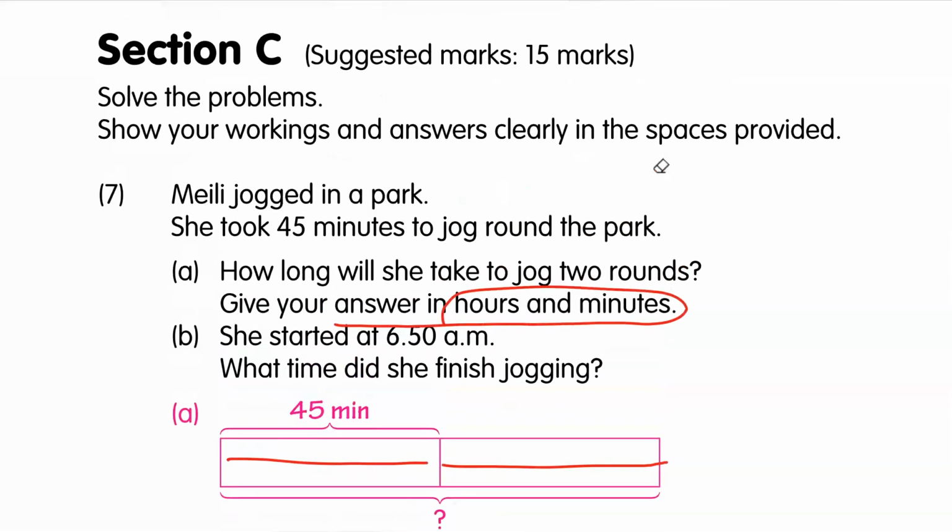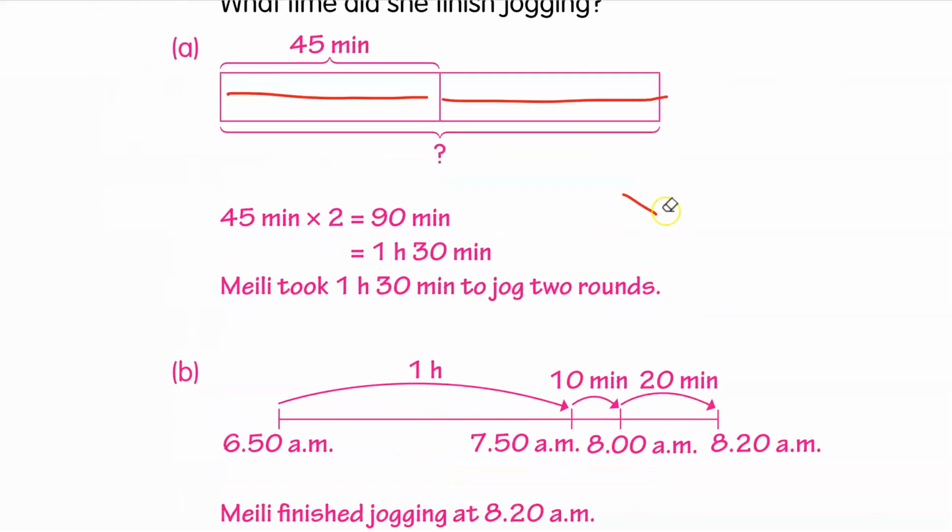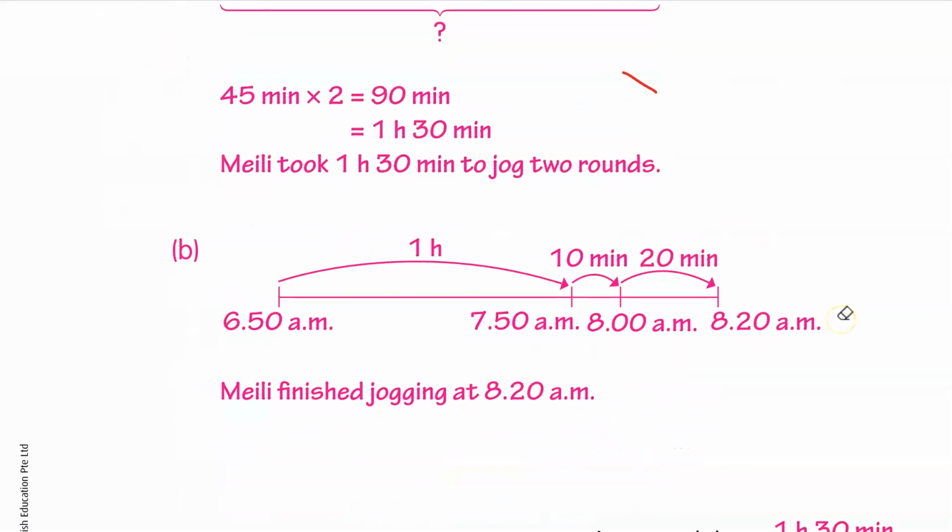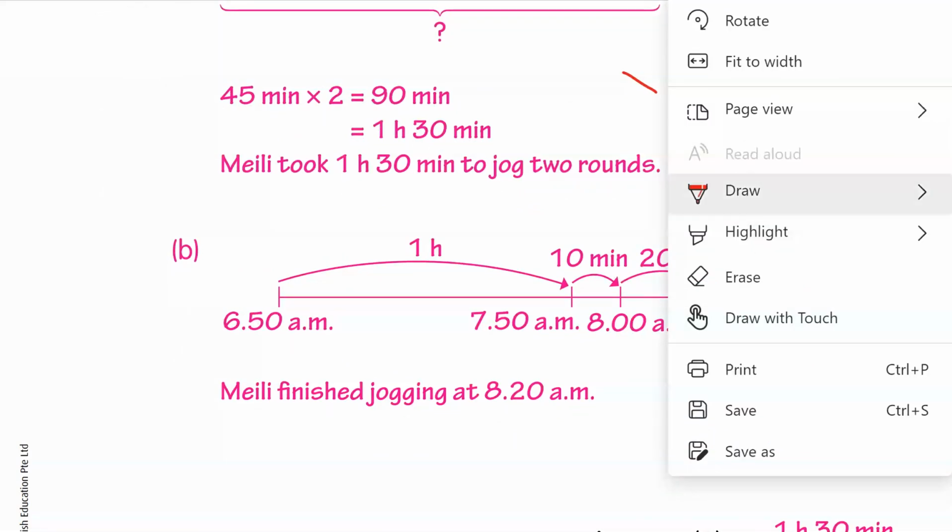Let's look at B. She started at 6:50 a.m. She jogged 2 rounds, 45 minutes each, 1 hour and 30 minutes. Let's take a look over here one more time.